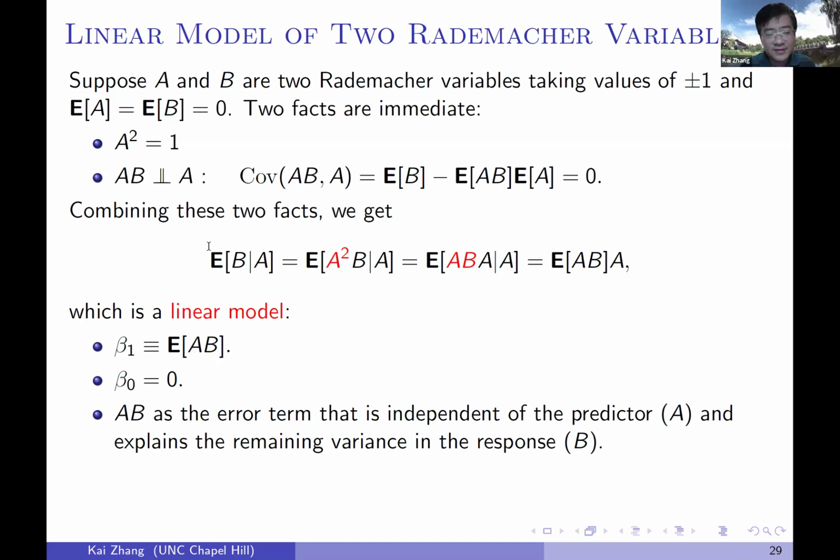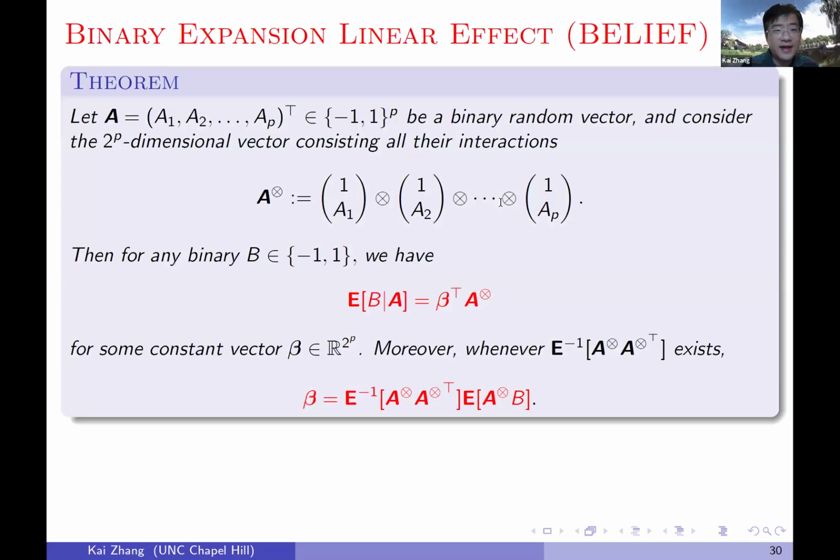Our next question was that Rademacher is too peculiar an example, so is this result general? And the answer is yes. That is the theorem of binary expansion linear effect. The theorem basically asserts that if you have one binary response and p binary predictors, then the conditional expectation takes a linear form, and the coefficients in this linear form are nothing but our old friend, least squares.